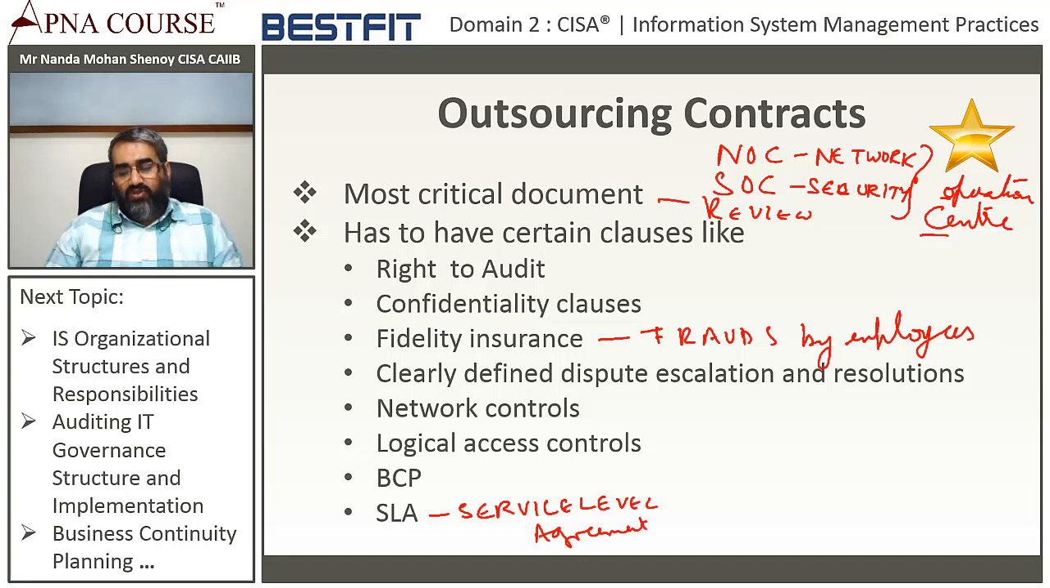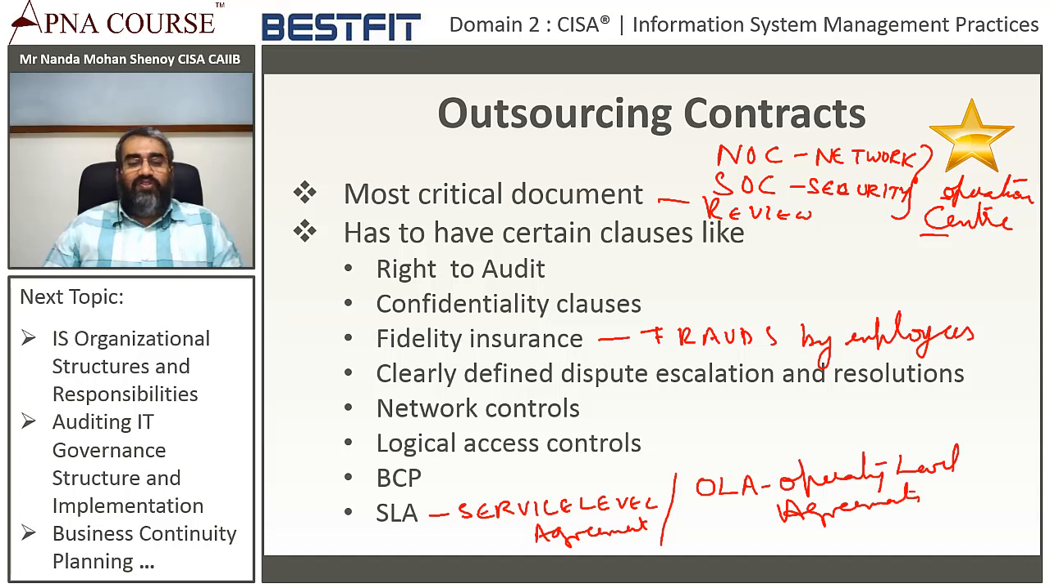As CISA auditors, you may also come across what is called an OLA, or operating level agreement. All of you need to know the difference between an OLA and an SLA. OLA is there as per ISO 20000. OLA is for intra-organization, that means within the organization between two departments. An OLA operates between two departments within an organization, while a service level agreement operates outside the organization, between customer and vendor.